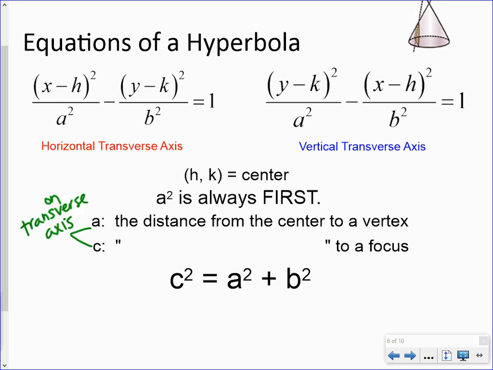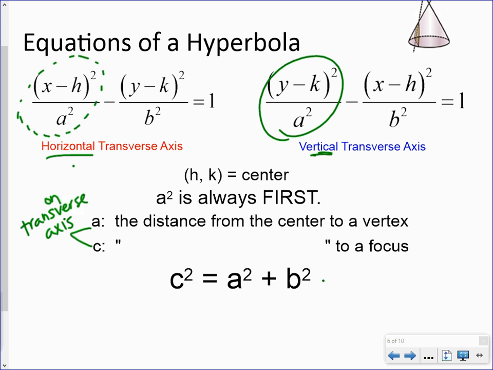You still decide what direction to go based on what coordinate it's paired with. So if a squared is always first and you start with an x minus h squared, then you know to count left and right. Okay, and you'll have a horizontal transverse axis. If y minus k squared is first and paired with a, then you know to count up and down for a and c. Okay, so that way of knowing what direction to count is still with whatever coordinate, x or y, it comes with. Okay. And then notice that the c squared is different. Back to what we would think of more like a Pythagorean theorem. C squared equals a squared plus b squared.